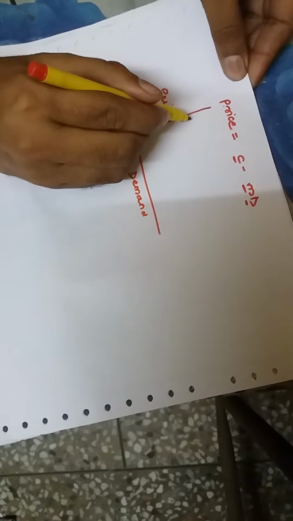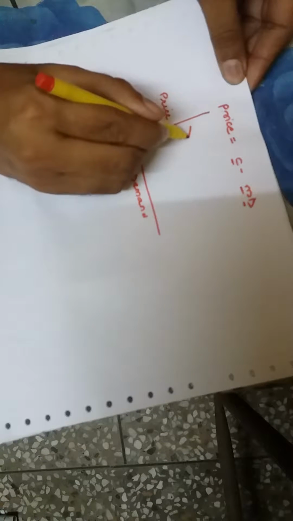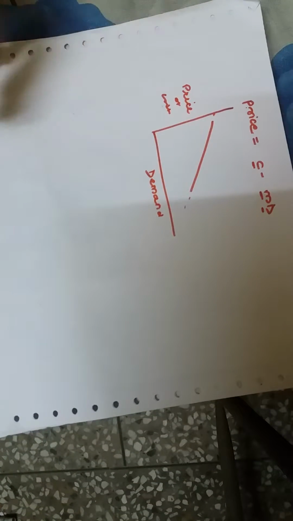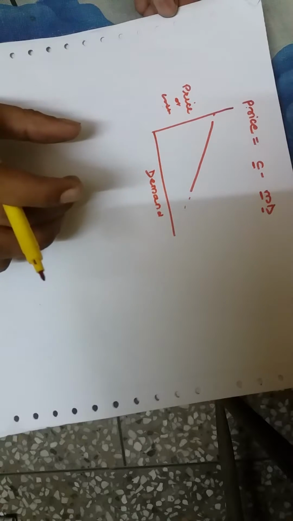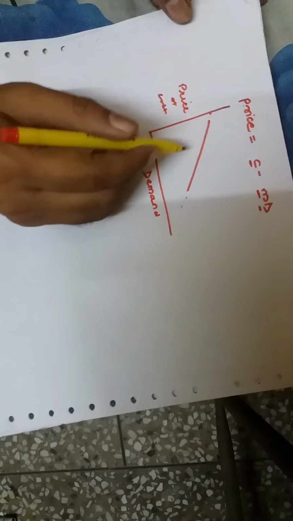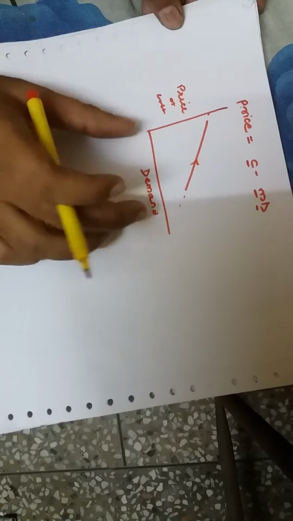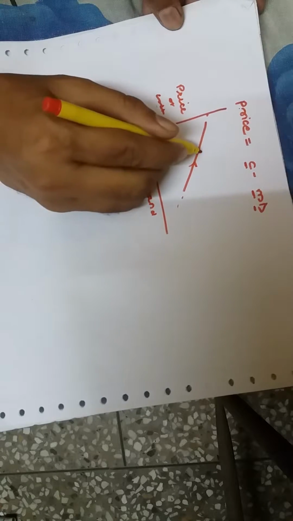So I may draw this graph. In this graph you can easily understand that if we increase the price then demand is decreasing. And if we want to increase the demand then price decreases. So it is a very clear graph and very clear indication.